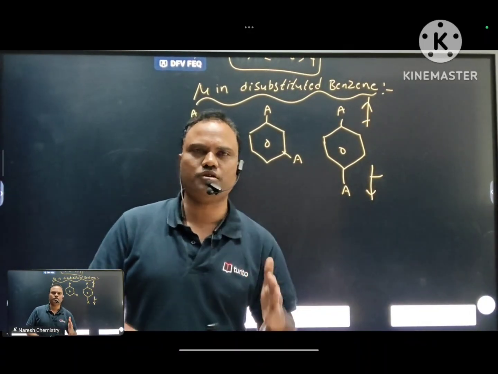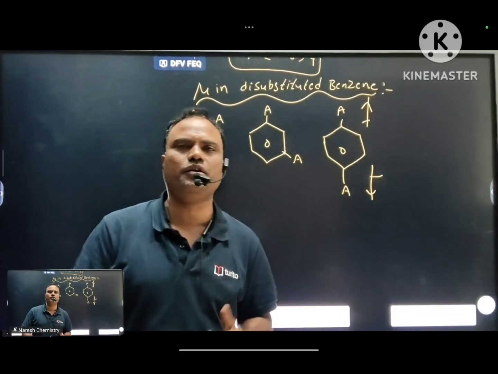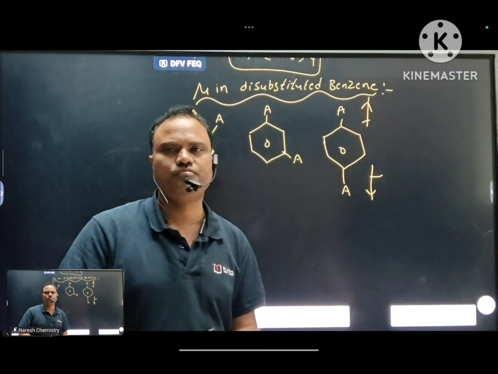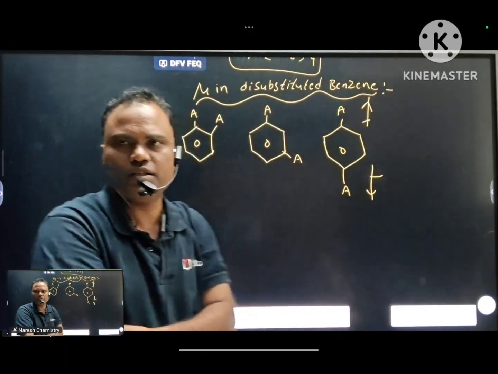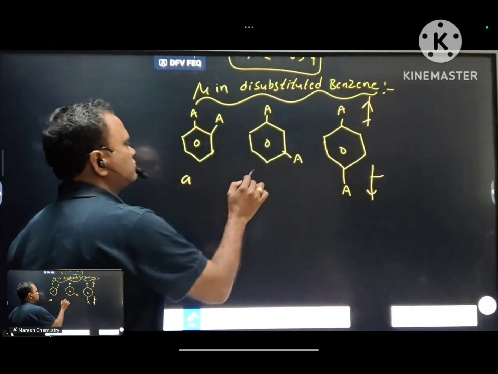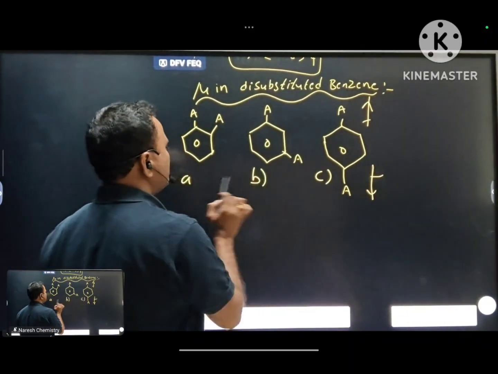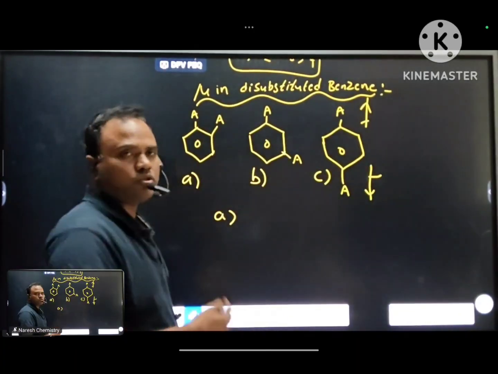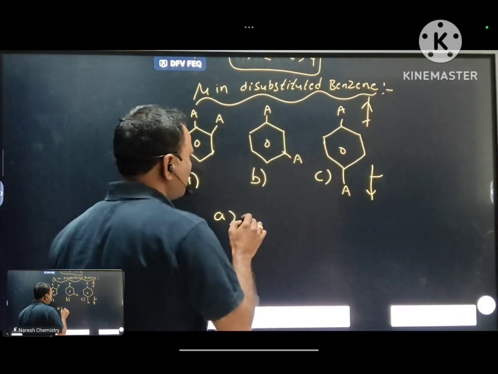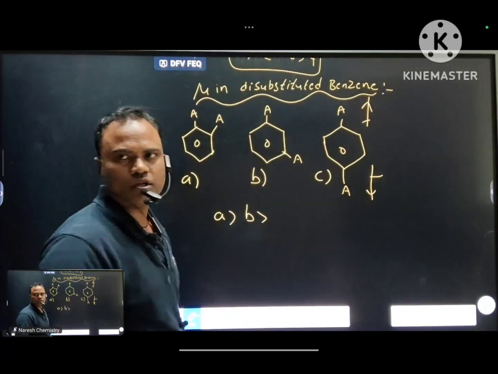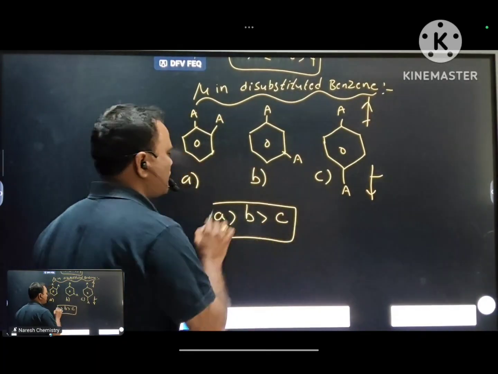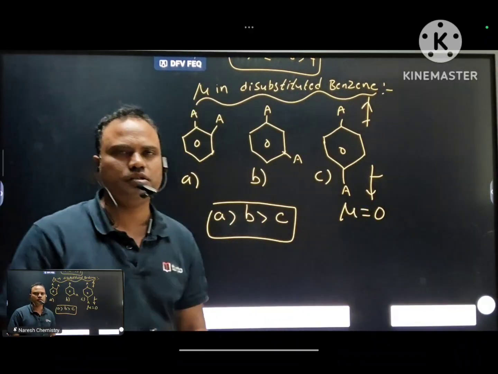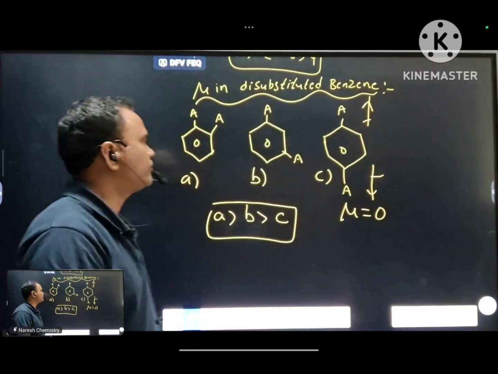In disubstituted benzenes, generally, there are exceptional cases. In para disubstituted benzene the dipole moment is 0 because the net moment will be cancelled. If we label them A, B, C, what is the dipole moment order? Ortho disubstituted benzene has more dipole moment than meta disubstituted, than para disubstituted, where mu is equal to 0. Exceptional cases are there, and we will discuss them also.